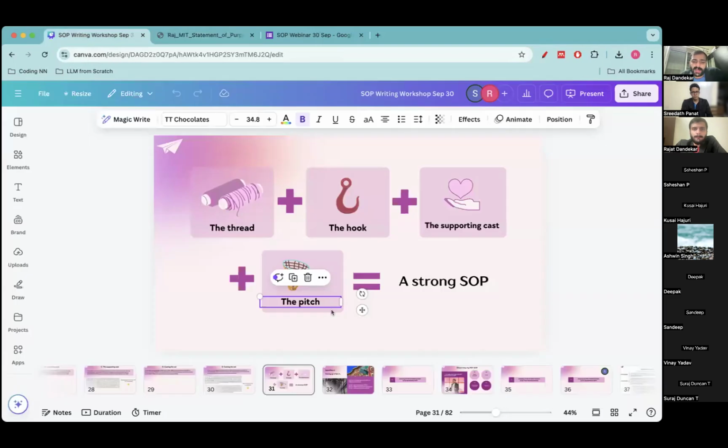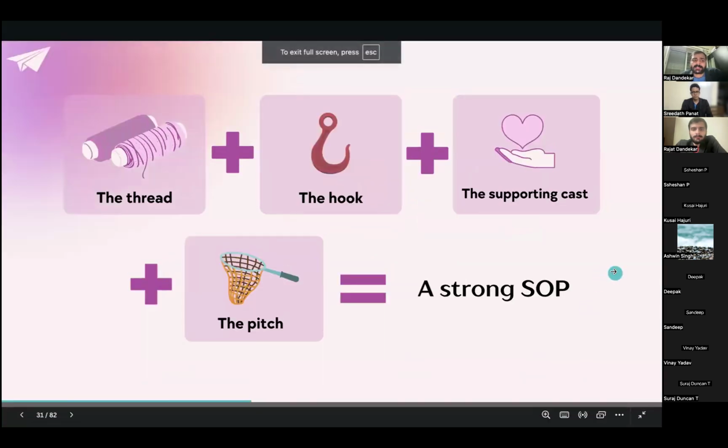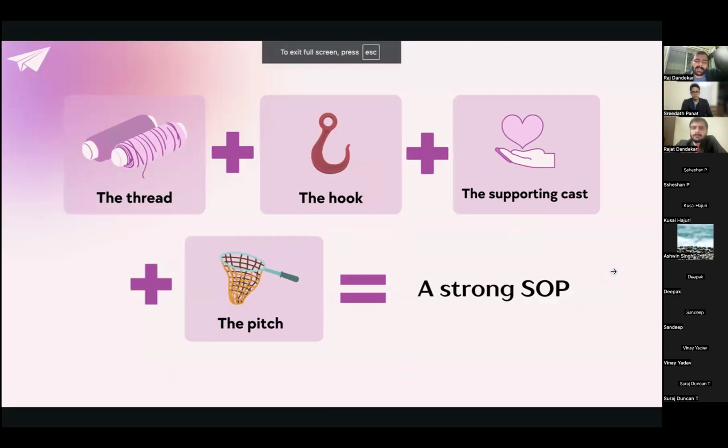Similarly, you have to craft your own profile in a manner where the thread, the hook, the supporting cast, and the pitch will all come together in a seamless manner. So when you start writing your SOP, think about first the thread, then think about the hook. Write 2 or 3 paragraphs on your hook, then add about random elements which are still impactful, and then in the last paragraph, make your pitch.